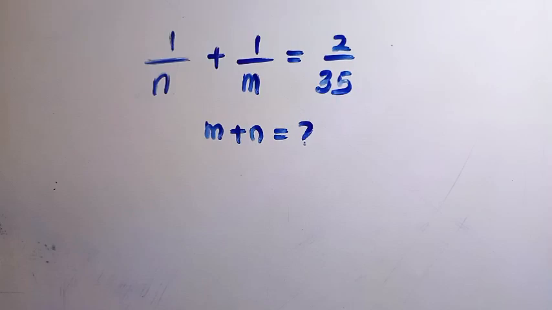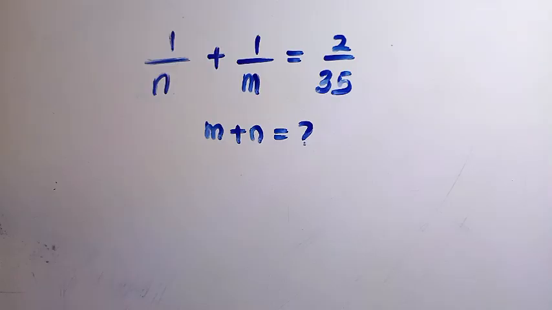Hi viewers, we are given 1 over n plus 1 over m equals 2 divided by 35. What is m plus n if both of them are positive integers? Pause this video, give it a try and drop the answer in the comment box.